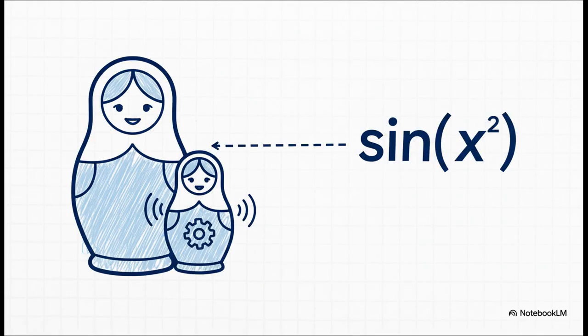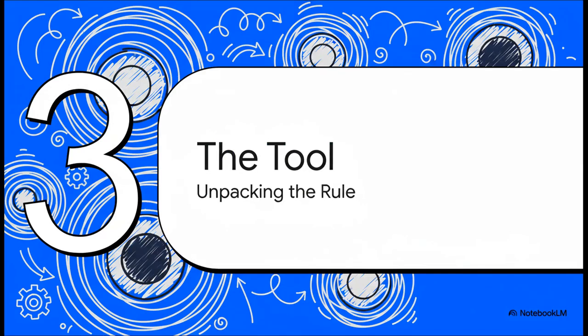And this maps perfectly to our math. The big outer doll, that's our sine function. The smaller inner doll, that's the x squared. And the real question we're asking with calculus is this. How does the entire set of dolls change when that tiny little doll on the inside changes just a little bit?